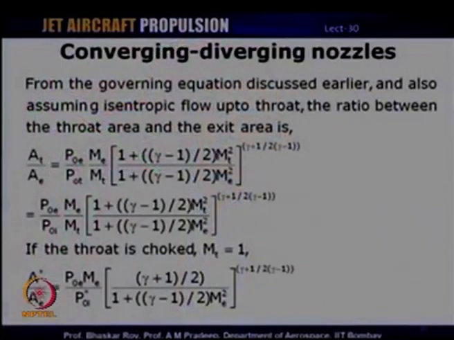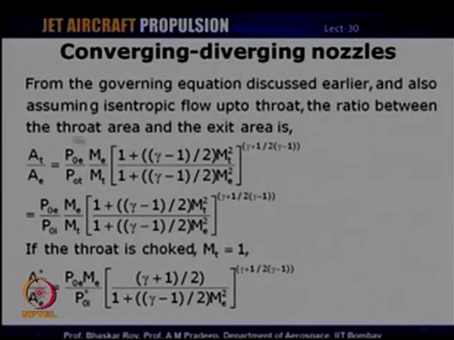So, the second part that we are going to look at now is to see how we can also derive an expression for the area ratio. We have now just derived the equation for the Mach number. We will now look at how we can derive an expression for the area ratio. So, we have already discussed the mass flow rate or the governing equation a little earlier. We will assume again isentropic flow up to the throat.